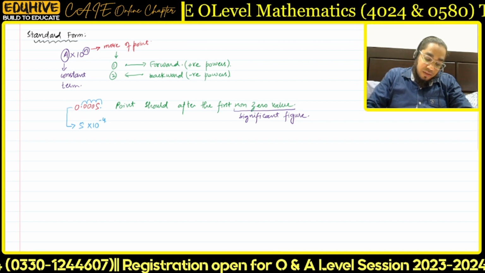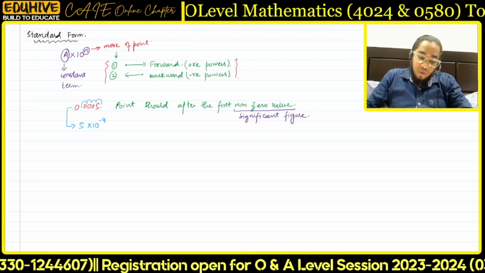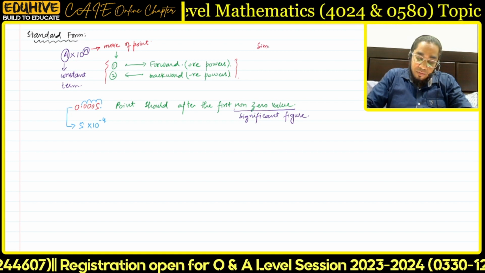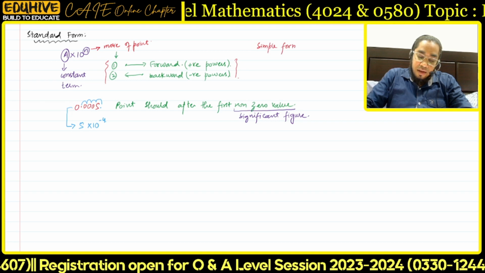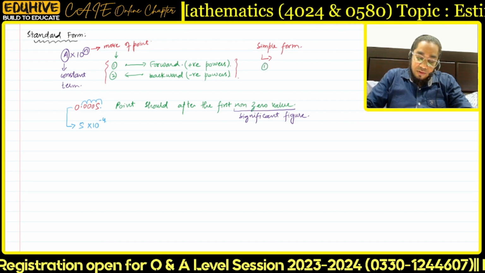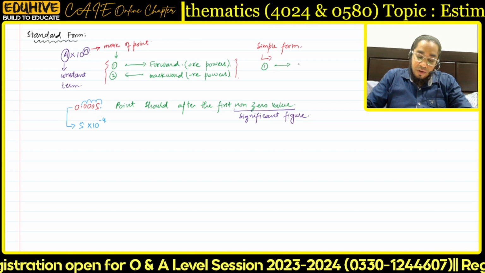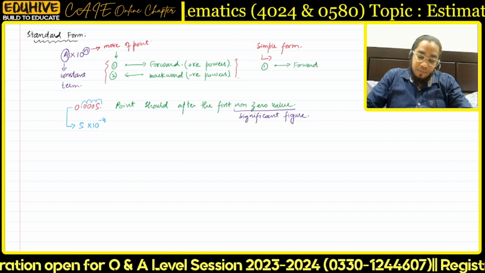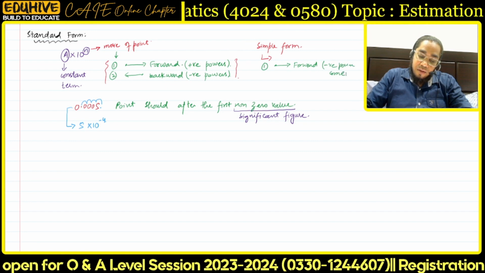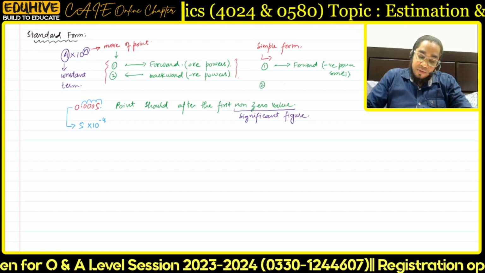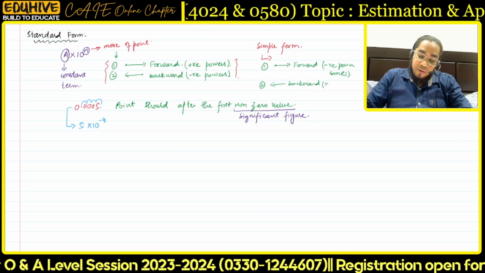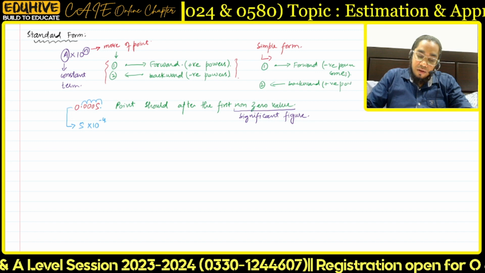This rule which I just wrote over here is used when the term is in standard form. But when the term is in simple form and you are going to use this rule, it's going to be vice versa. When it goes forward, it means a negative power comes. And in the second assumption, when it's going backward, it means a positive power comes.